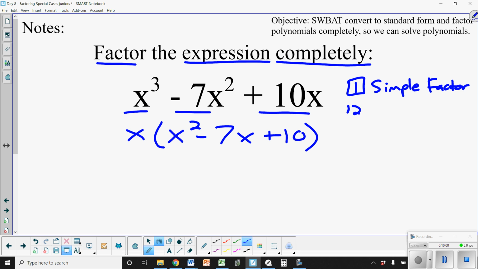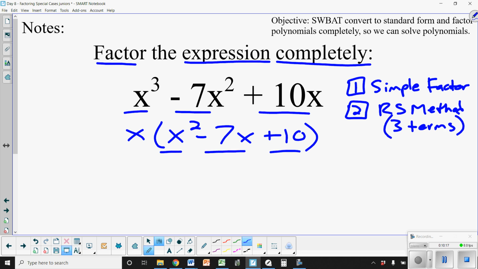And then the second step is you want to try any sort of methods. We only know these two methods right now, so let's now do the RS method, and we're doing that because we have 3 terms and it's quadratic. We can see that we have something squared, an x, and a constant term. So let's do the RS method again. R times s equals 10. R plus s equals -7. What if we do a -5 and a -2? That should work for our R and S.